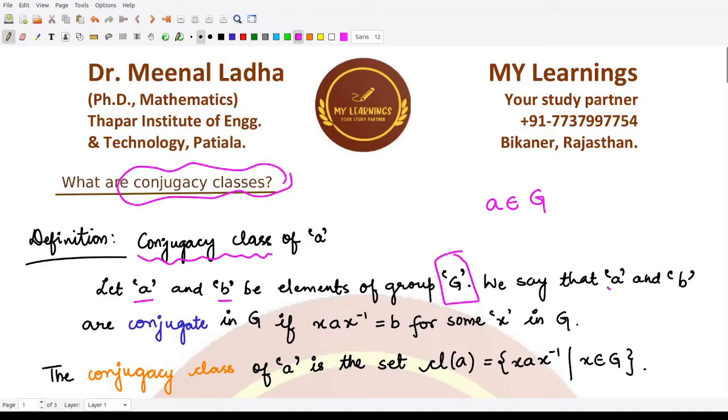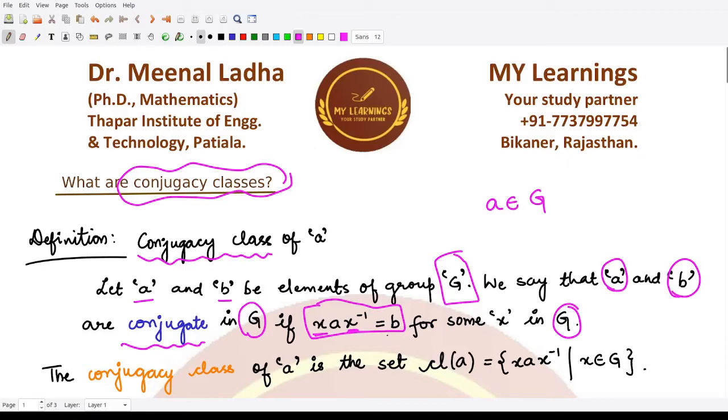Then we say that the element A and the element B are conjugate to each other in the given group whenever we have x A x inverse is equal to B, and in that case we call this B a conjugate of A, and A a conjugate of B. And moreover, what is this x? This x could be any member of G.